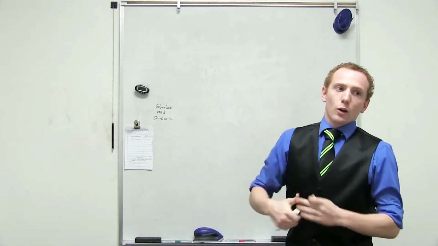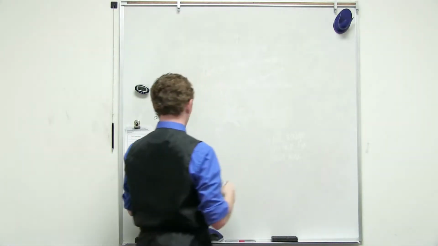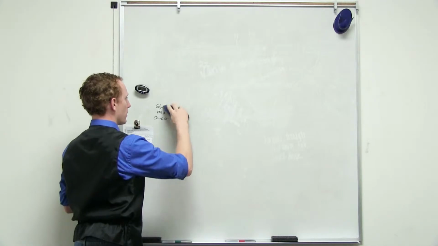Okay. What are we starting with? Glucose, which is a 6-carbon chain. Is everyone all right with that? Does that make sense?